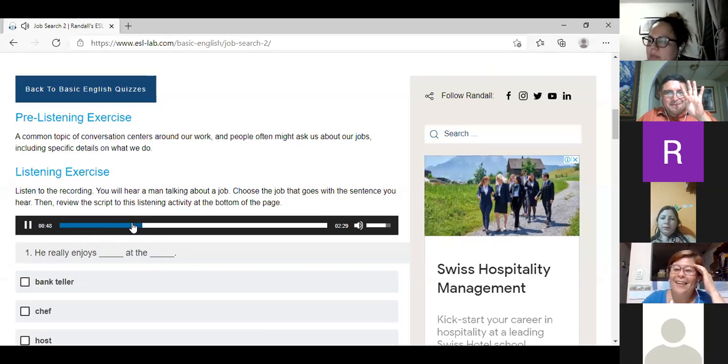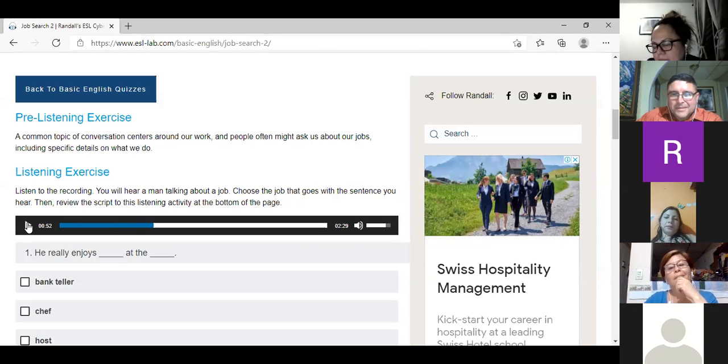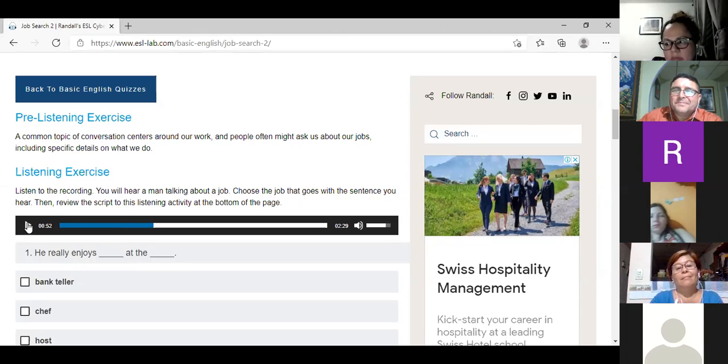Number four. She carries a gun for protection as part of her job. No, for protection. Okay, she carries a gun for protection as part of her job. As what? As part of her job. She carries a gun for protection as part of her job.